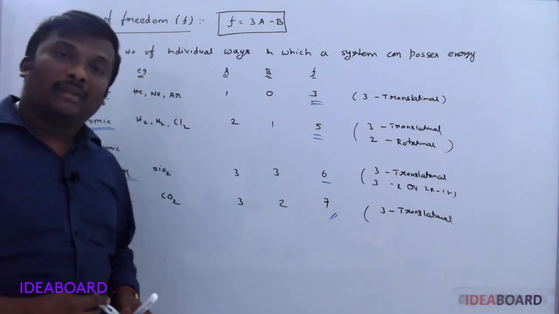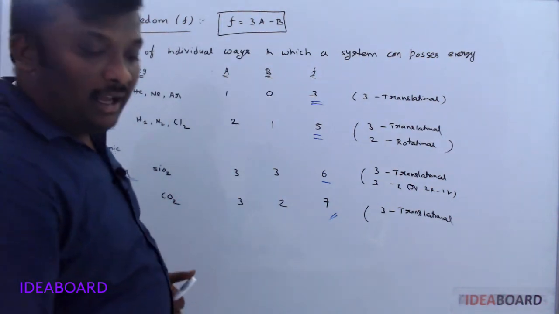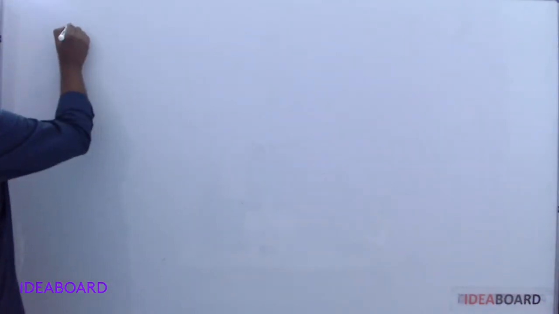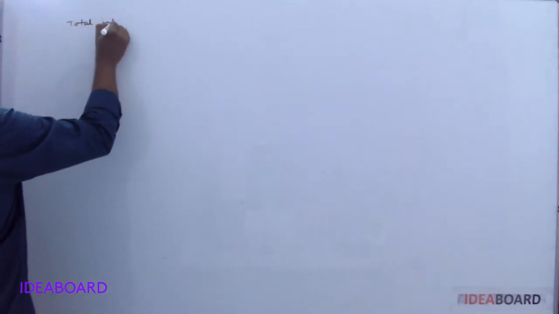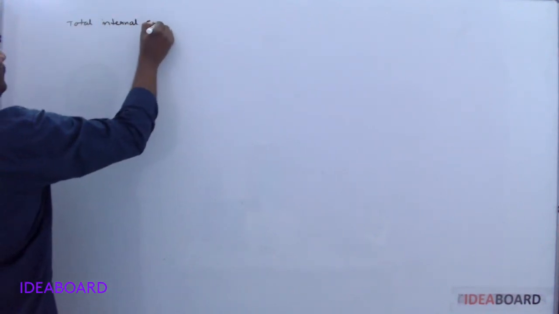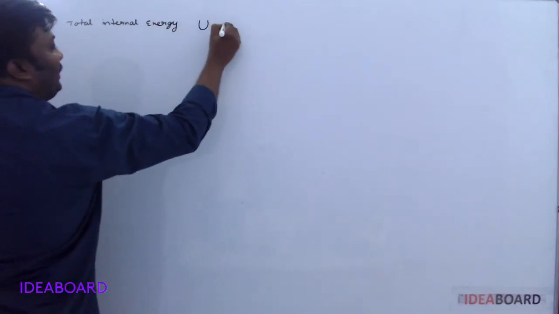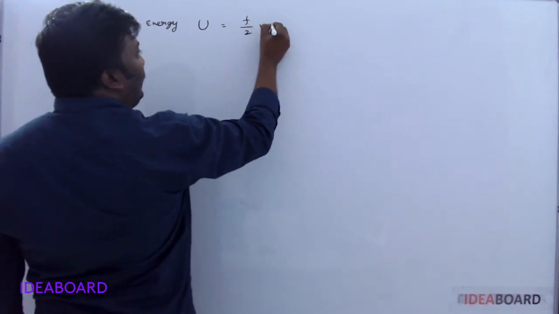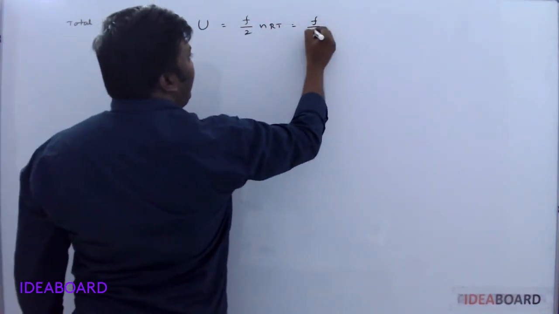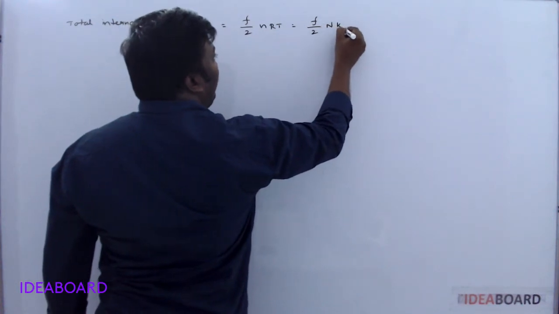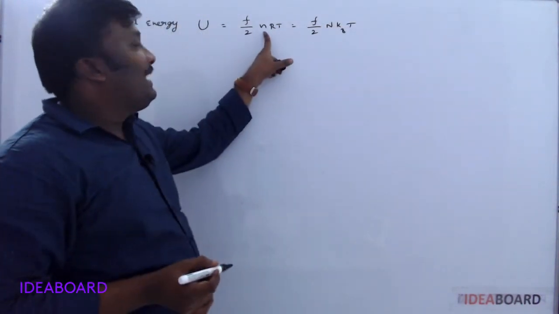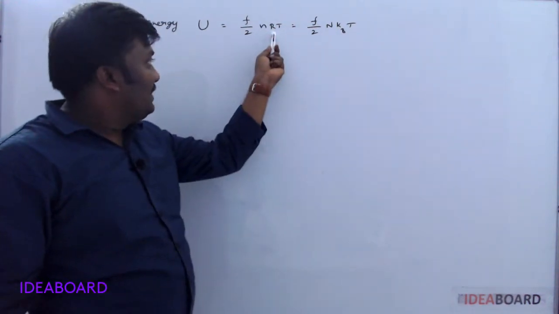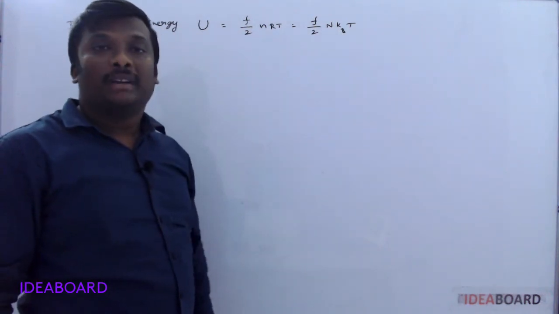Depending on F, we can find the internal energy and molar specific heat. Now, total internal energy, denoted by U. In terms of degrees of freedom, it has the formula F by 2 nRT or F by 2 N kBT. Here small n is the number of moles, capital N is the number of molecules, R is the universal gas constant, and kB is the Boltzmann constant.